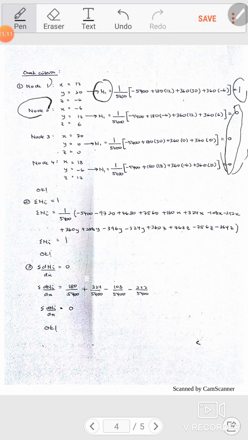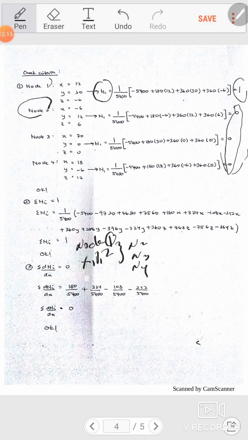Then go to the second condition, which says the shape function is 0 for the other nodes. Actually, I'm sorry, I didn't solve this condition, but you can do it on your own. Just to mention for the second condition, when you take node number 1, that means take the values of node number 1, x, y, and z, and substitute in the equations of node 2, node 3, node 4.